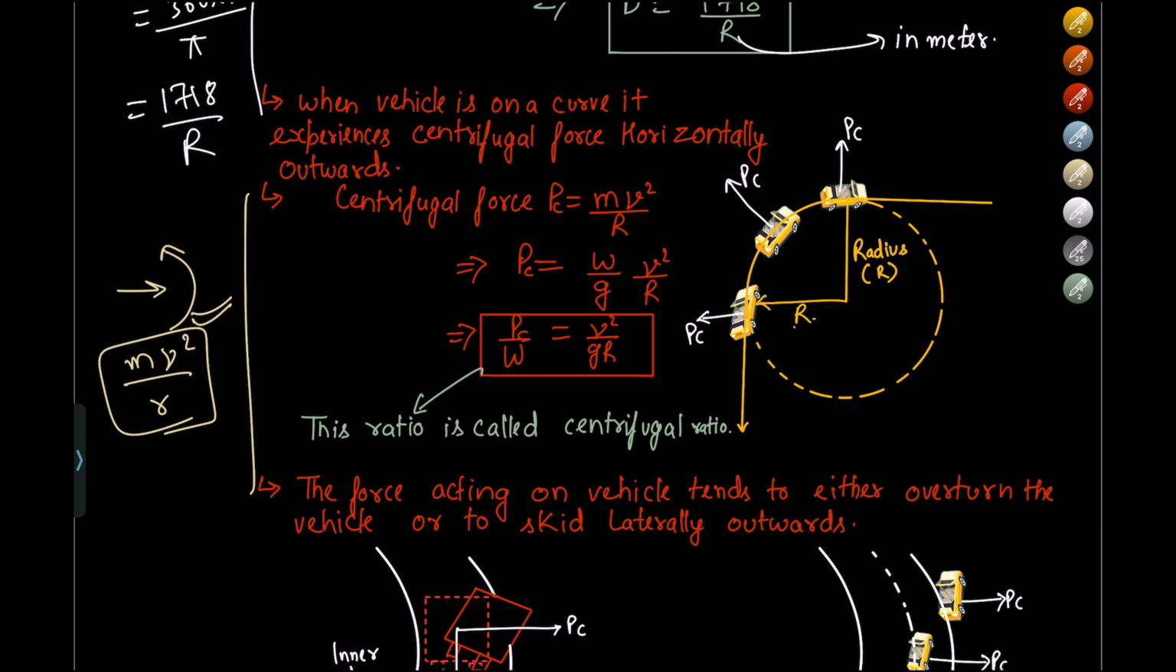Right. Next, when vehicle is on a curve, it experiences centrifugal force horizontally outwards. So centrifugal force is defined as, we'll take the symbol as PC. It is equal to mv square upon r, where m is the mass of the vehicle, v is the velocity, and r is the radius of the curve. So PC would be equal to w upon g, M is converted into w upon g, and PC upon w is a factor that is used in further equations also. So that is why it is taken as centrifugal ratio. It is also known as impact ratio.